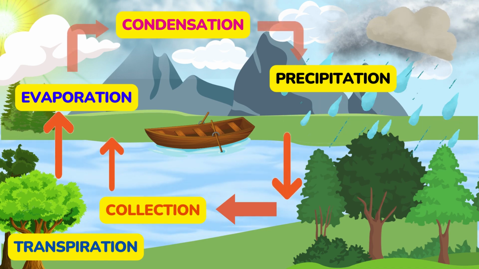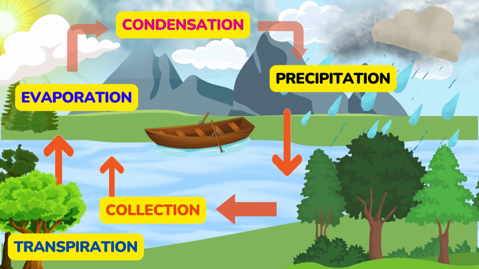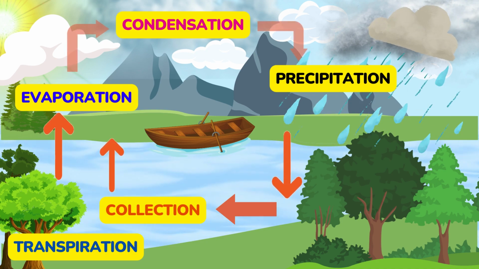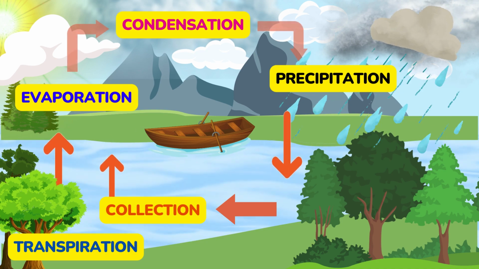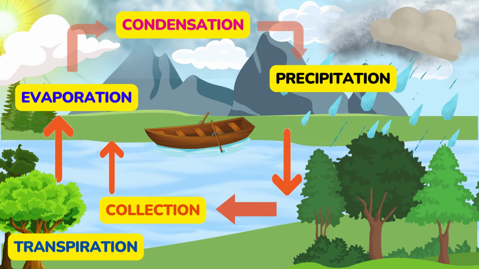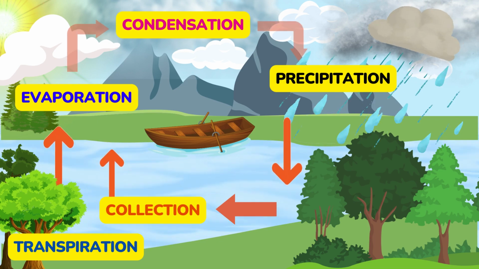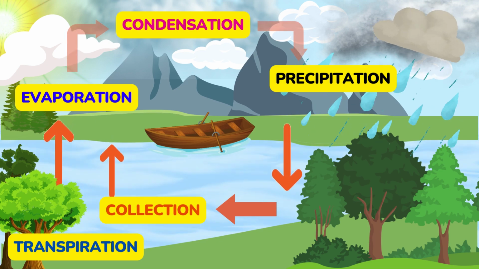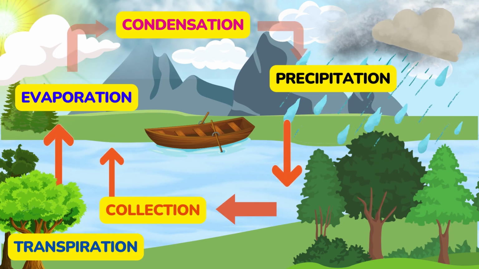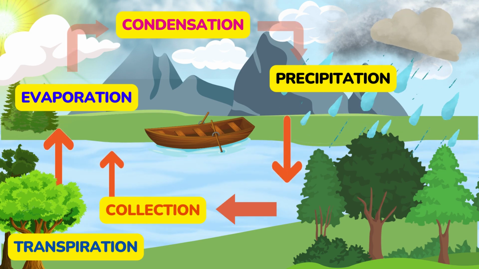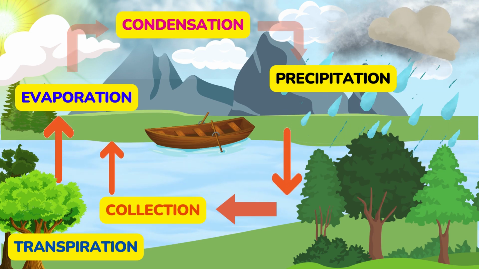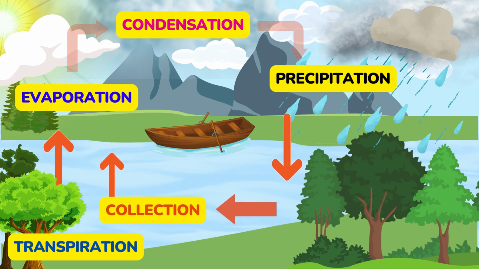The water droplets combine with dust and smoke to form cloud particles. A huge number of cloud particles combine to form clouds. These clouds strike each other due to the wind movement, resulting in rain, and fall back to the earth's surface, which is called precipitation. After the rainfall, the majority of water will sink into the ground and collect as groundwater, which is called collection.